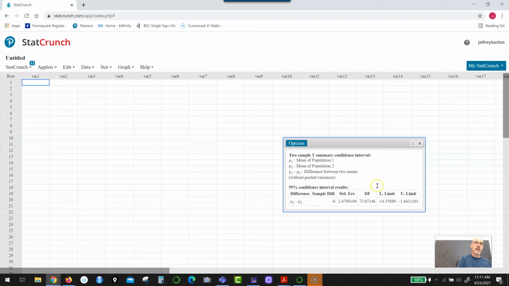All right, so just be aware that using the critical value from the minimum of n1 minus 1 and n2 minus 1 for the degrees of freedom will be slightly different than if you let StatCrunch do it for you, where the degrees of freedom is calculated in a much more complicated way and turns out to be 73.